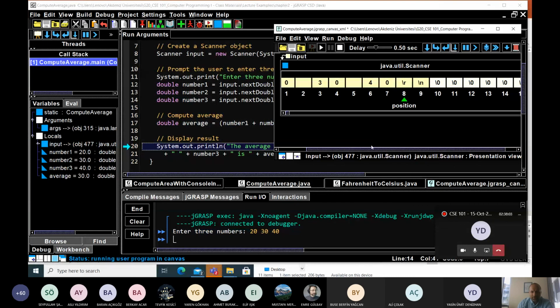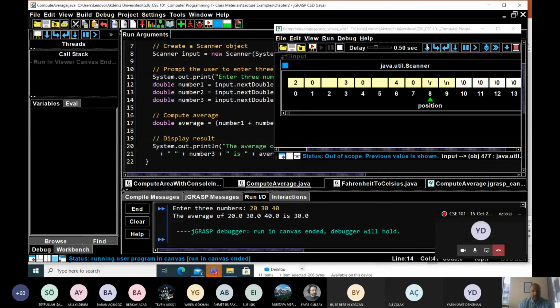What happened? It read characters till it got a white space. It read characters till it got a white space. It read characters till it got a white space. And it converted anything up to the white space as a double.